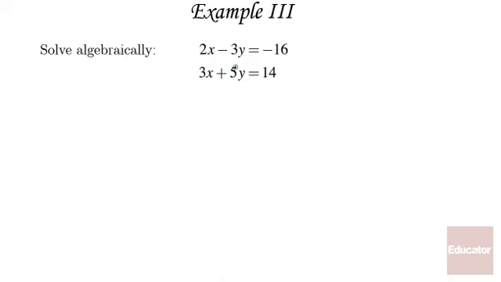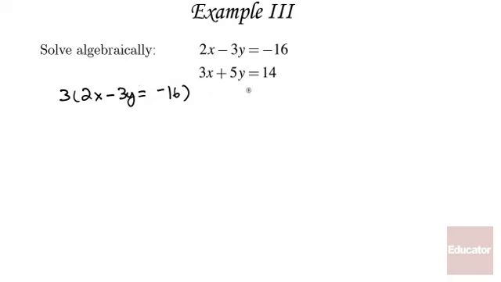I'm going to need to use multiplication in order to create a situation where I have variables with the same or opposite coefficient. And I see that if I multiply the top equation by 3, I'll get 6x. And if I multiply the bottom equation by 2, I'll get 6x. So I'm going to go ahead and do that. Multiply the top equation by 3. So that's going to give me 3 times 2x minus 3y equals -16.